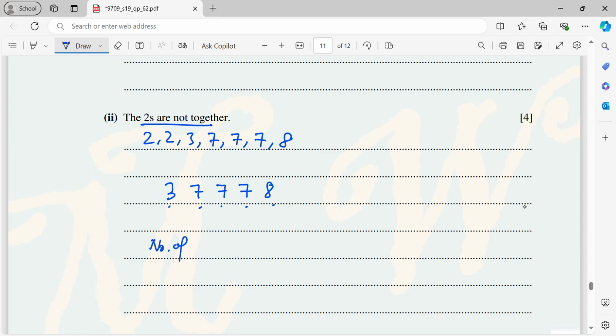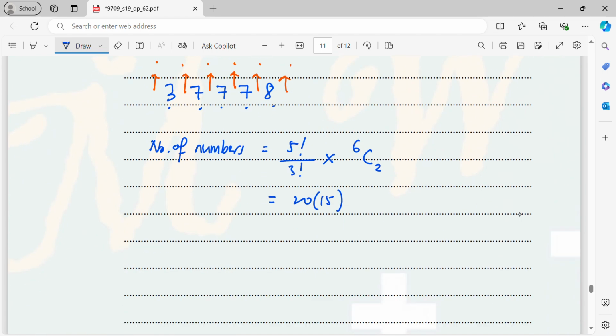So I will write number of numbers, it will be 5 factorial, but out of this 5 factorial, there are 3 sevens, so 3 factorial, and then now times, the 2's are not together means that now I need to allocate the 2's. So to make sure that they are not together, I can put them in any of the orange arrows. So it will be 1, 2, 3, 4, 5, 6. I have six places, but I need two. But then these two are identical. Therefore, I will use 6C2 instead of 6P2 because I do not need to arrange that two, right? Because they are identical. So here will be 20 times 15. Then at last, you are getting 300.